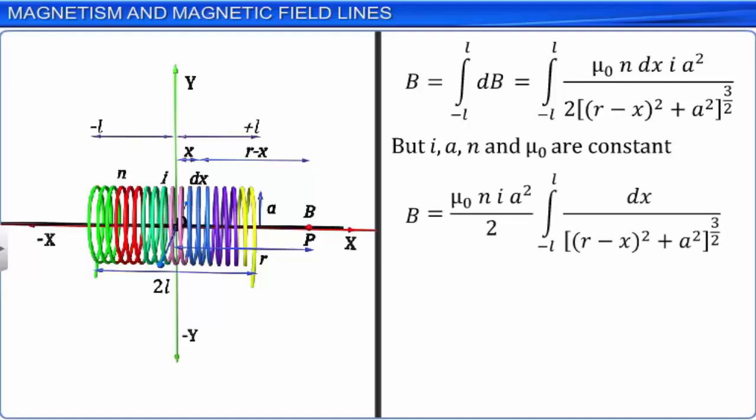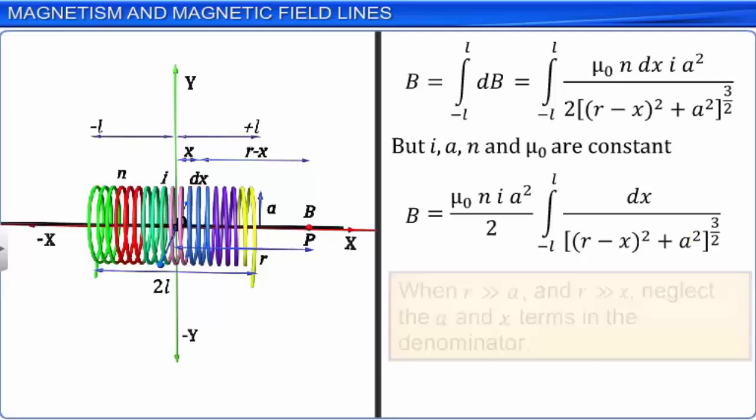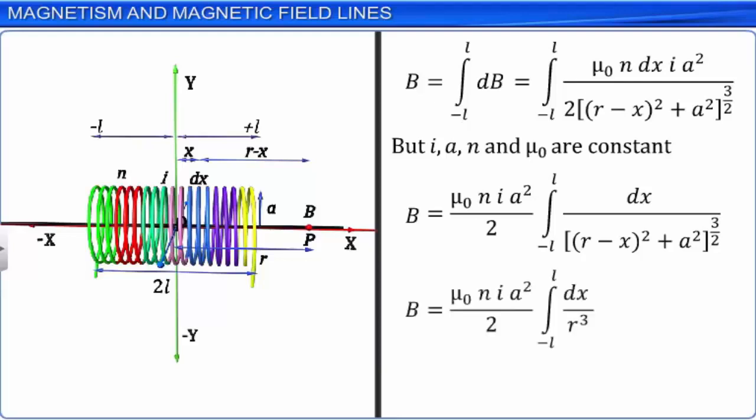When we consider the point on the axis of the solenoid at a large distance, r is much greater than a and r is much greater than x. Hence, we neglect the terms a and x in the denominator of the expression for B. Then, B = μ0 n I a² by 2 into integral from -L to L of dx by r³. But the distance of the point P from the origin, r, is constant. Thus, B = μ0 n I a² by 2r³ into integral from -L to L of dx.